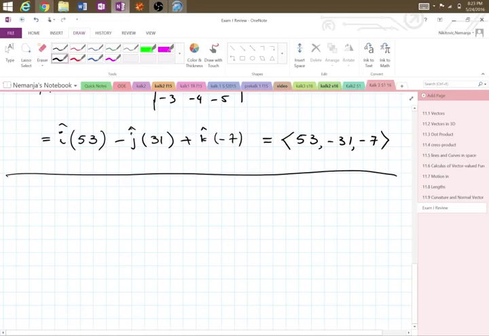Later, we're going to use this normal vector to write the equation of the plane. It's going to be an extra step, and then eventually we're going to have the tangent planes, and it's going to be awesome. But right now, we're just doing the cross product. We need to know how to compute that. Anything else? Application of dot product.